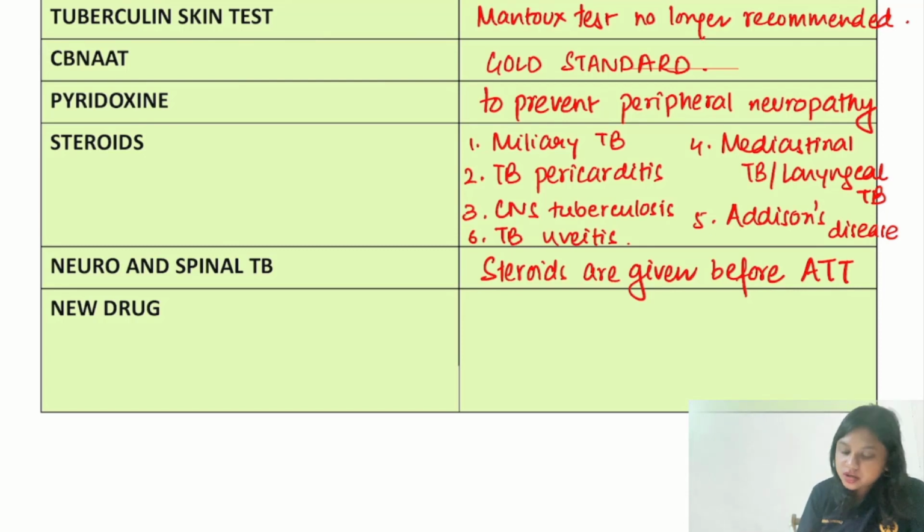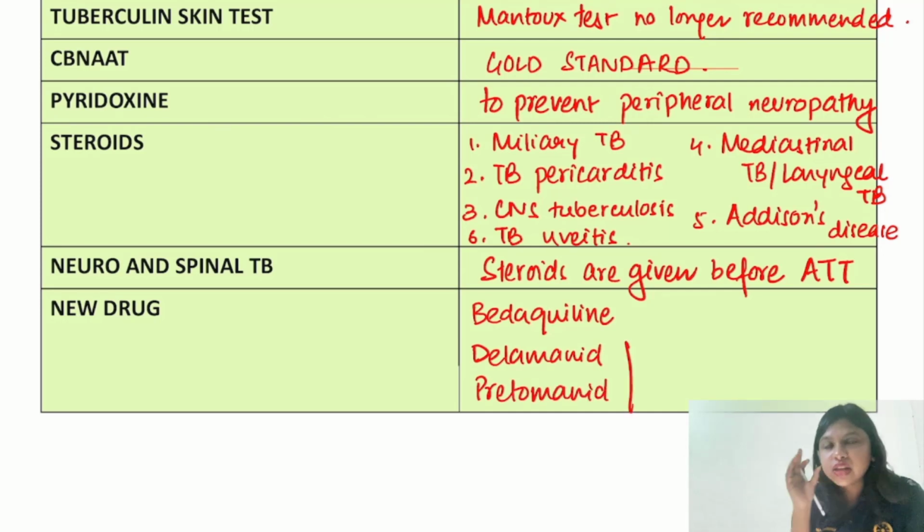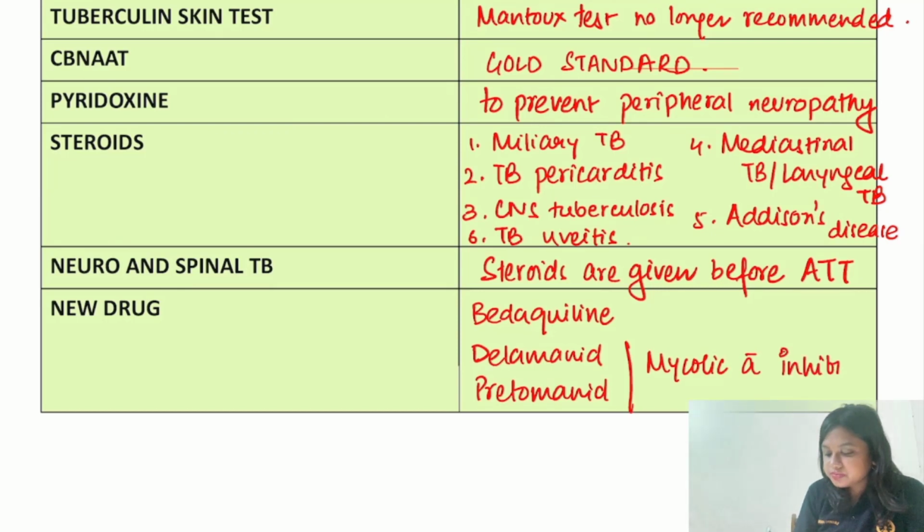And what are the new drugs? We have bedaquiline, delamanid, pretomanid, and these are cell wall synthesis inhibitors or mycolic acid inhibitors. So, mycolic acid inhibitors, right?